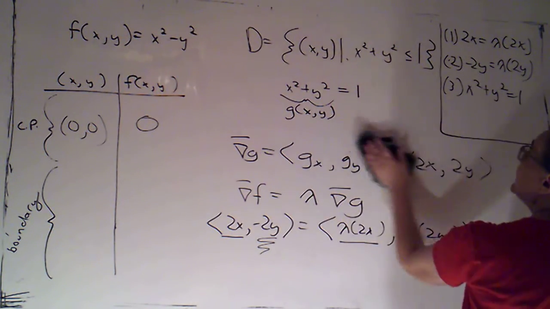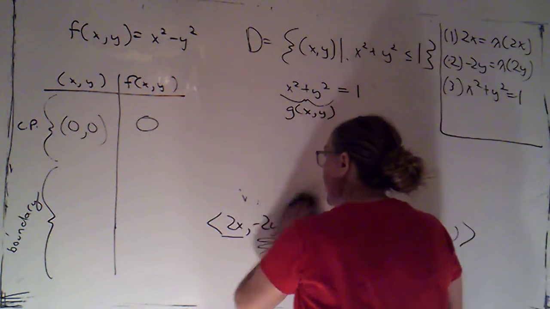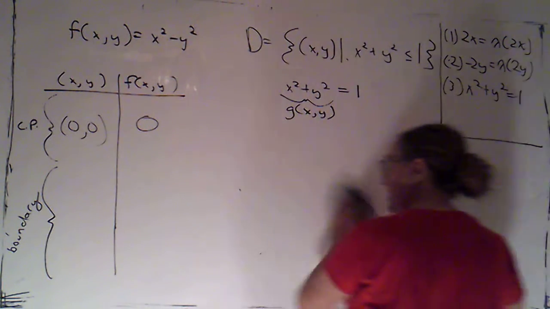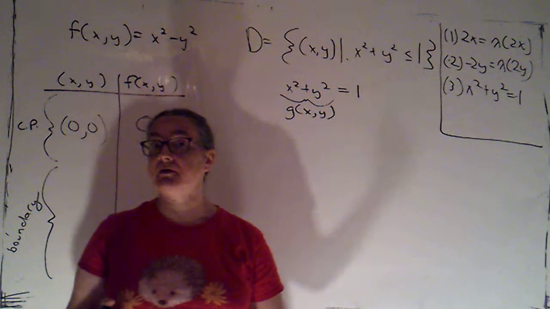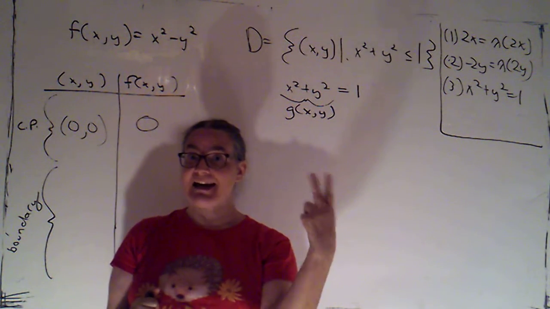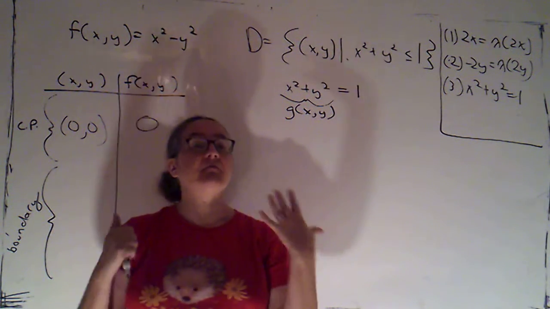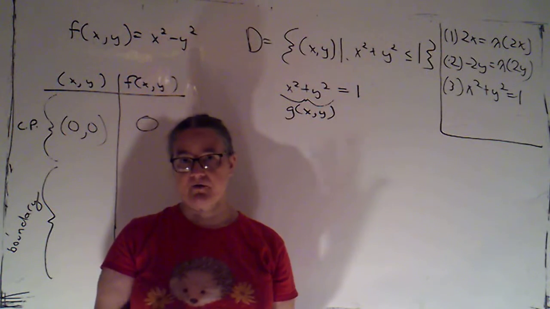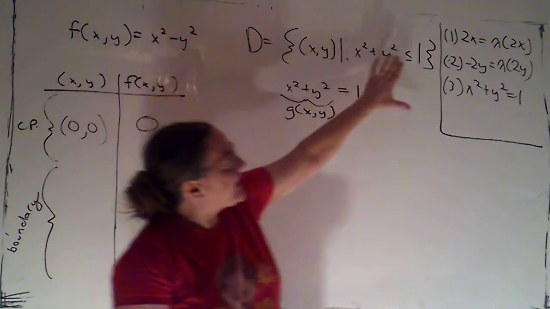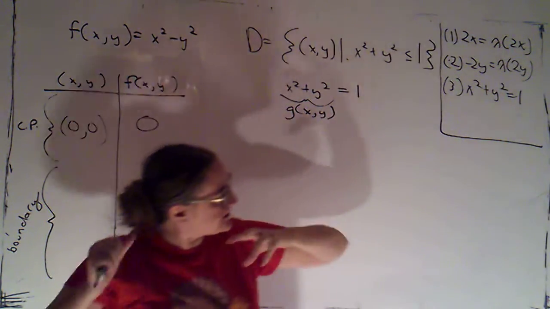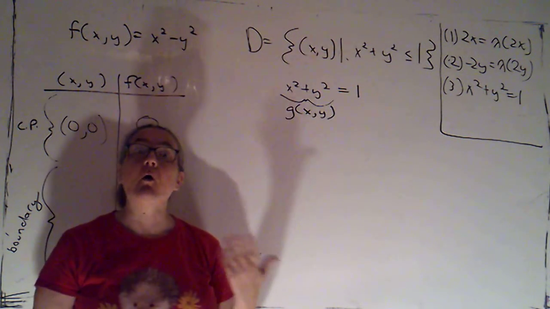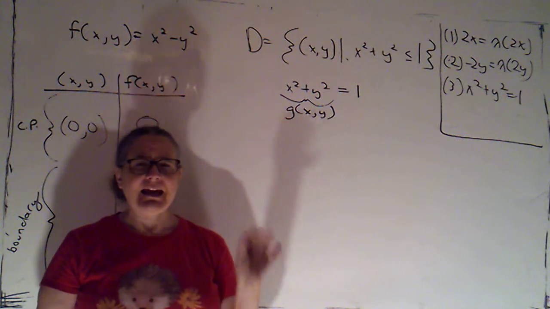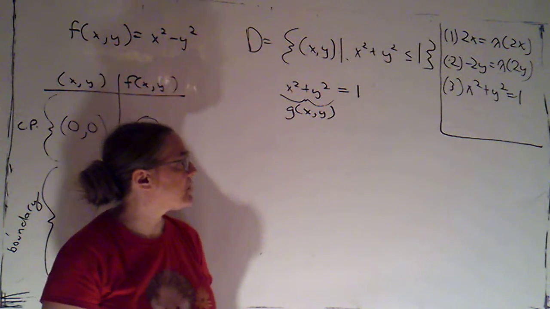All right, now that's a system of 3 equations in 3 unknowns. A solution is a triple of values, an x, a y, and a lambda, that make all 3 equations true. It's not a linear system, so I can't just attack the whole thing at once. I'm going to have to consider various possibilities or various cases. And here's where a lot of you struggled.